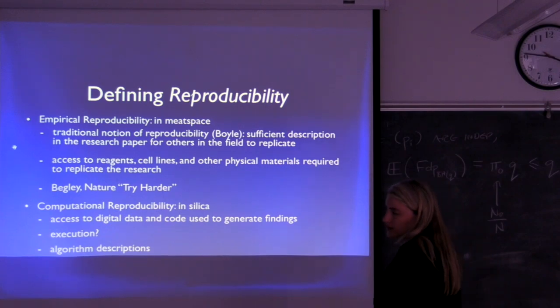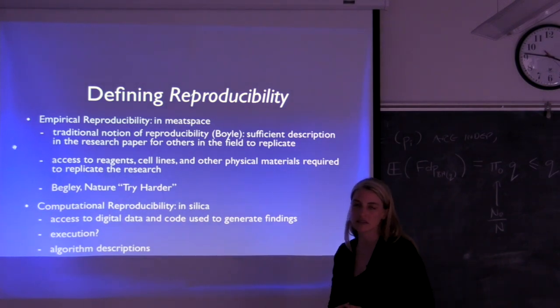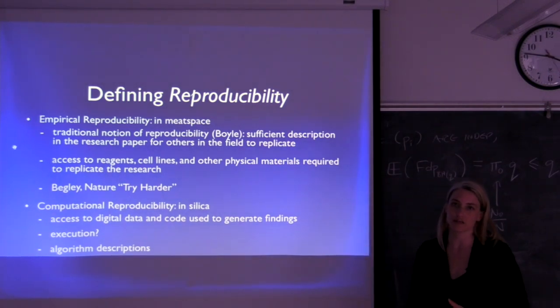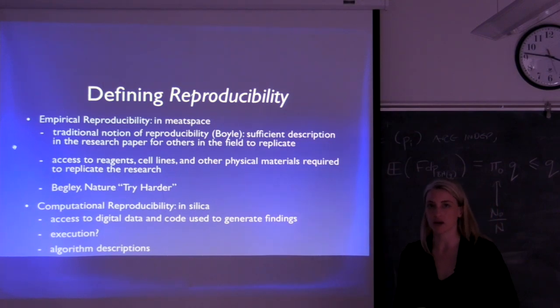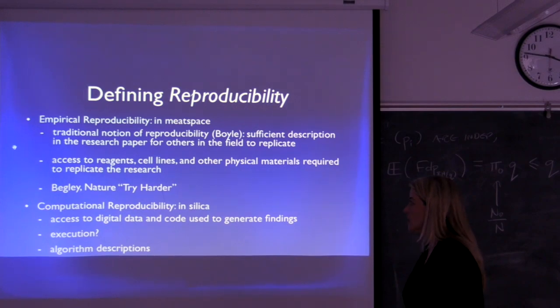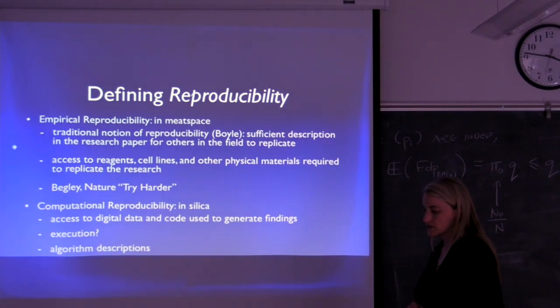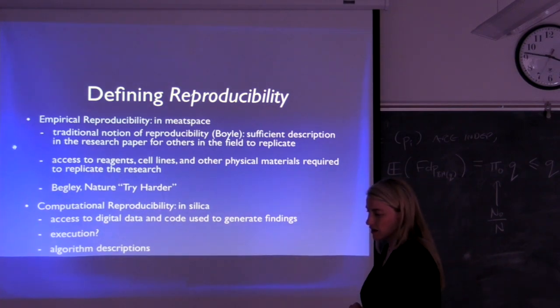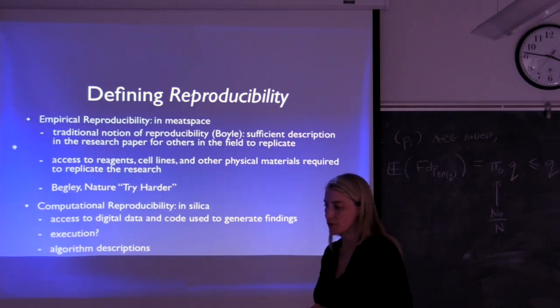So there's been a lot of headlines, a lot of articles and editorials over the last year about this crisis in reproducibility, appearing in Science, Nature, the New York Times, whatever it is. Most of them talk about someone who can't replicate the experiment.